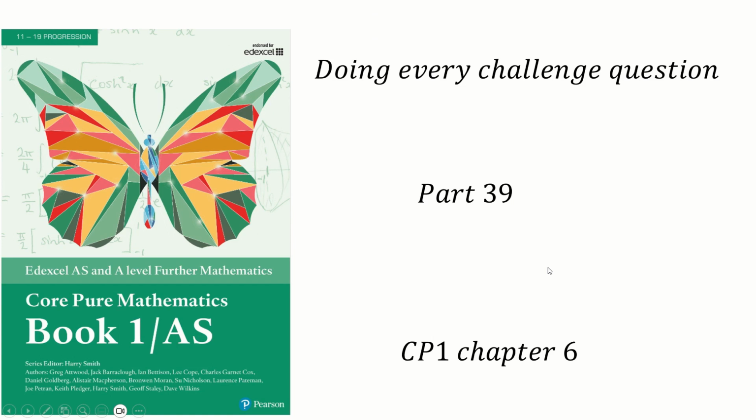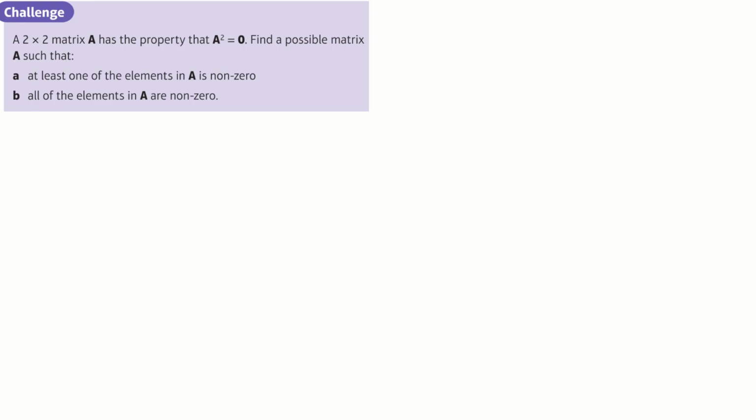This is Every Challenge Question, Part 39, Corpuscle 1, Chapter 6. It's the matrices chapter. Find a possible matrix A such that A squared is 0 and not all of the elements in A are 0.